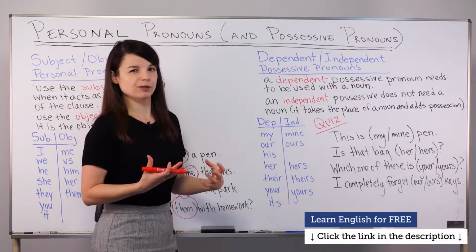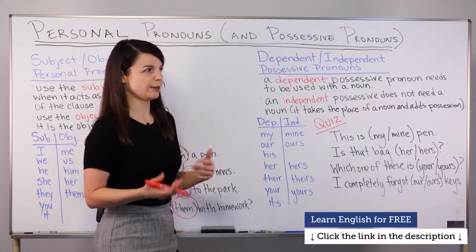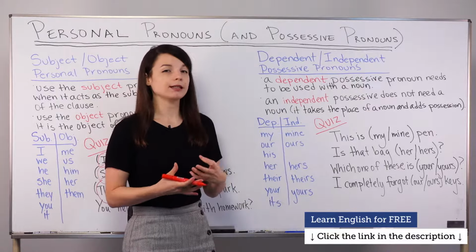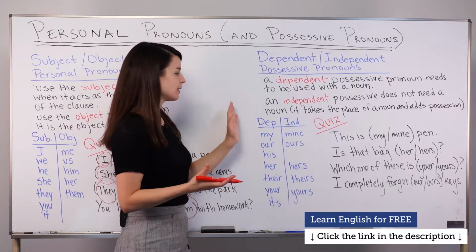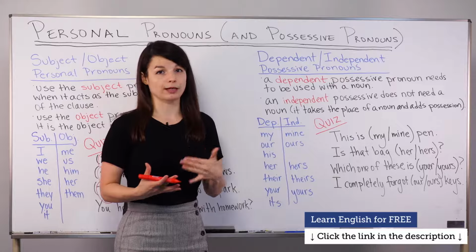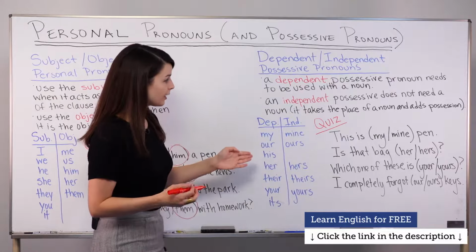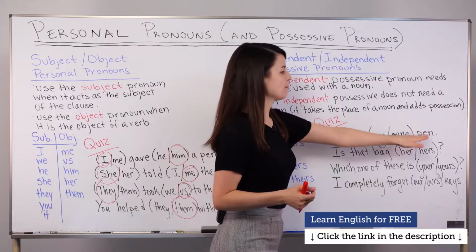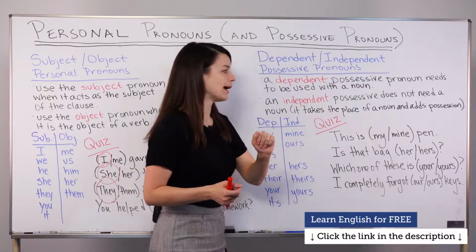So what's the difference between using a dependent or an independent pronoun? Actually, in terms of meaning, there generally isn't such a big difference. It's up to you to decide if you prefer to use a dependent or an independent one. Let's take a look. This is my or mine pen.